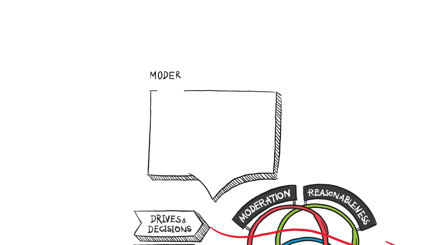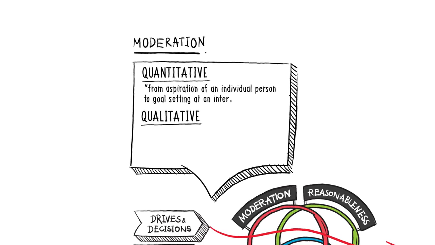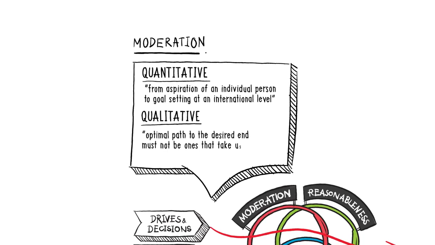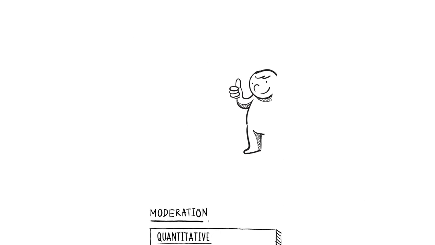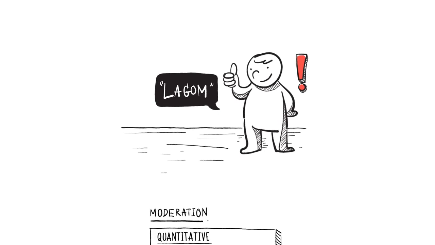First, moderation, which has both quantitative and qualitative dimensions. Quantitative moderation means not too much, and also not too little. This applies to everything, from the aspiration of an individual person to goal setting at an international level. Qualitative moderation refers to the ideation that an optimal path to a desired end must not be one that takes us to the extremes, one way or the other. Not too much, and also not too little, like when a Swede utters "lagom" and lifts the happy thumb.